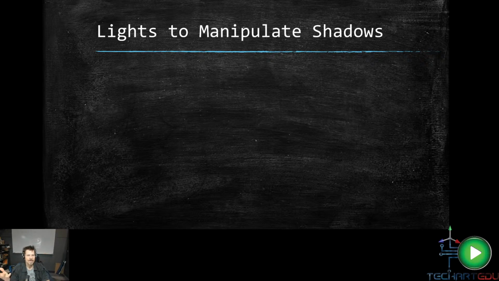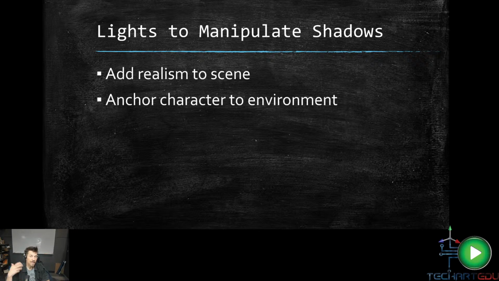Okay, let's talk about light manipulating shadows. It adds realism to the scene. It helps anchor the character to the environment. As we mentioned before, the character puts shadows onto the environment, and the environment casts shadows back onto the character. But in reality, in real time, shadows are frickin' expensive.